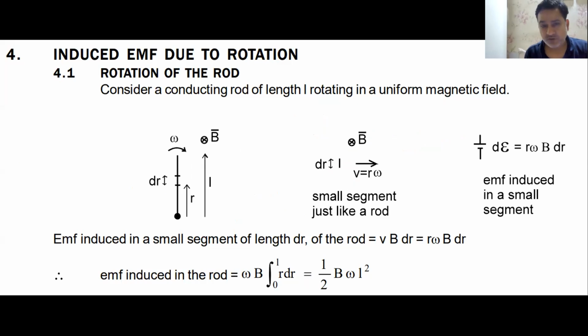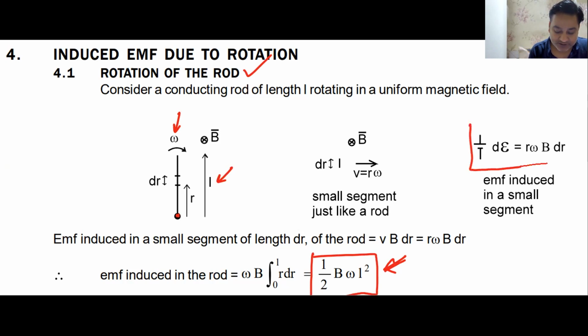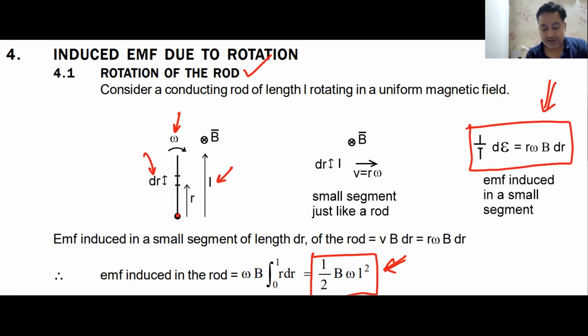Now, instead of things moving, if you have a rotating rod like this with an angular velocity omega and length L, you just have to remember that the induced EMF is half B omega L squared. How do you get it? You find out the small EMF induced in a small section here. That small EMF in this small portion will be B omega R dr. You integrate this from 0 to L and you get the EMF induced in this entire rod from O to A as half B omega L squared.